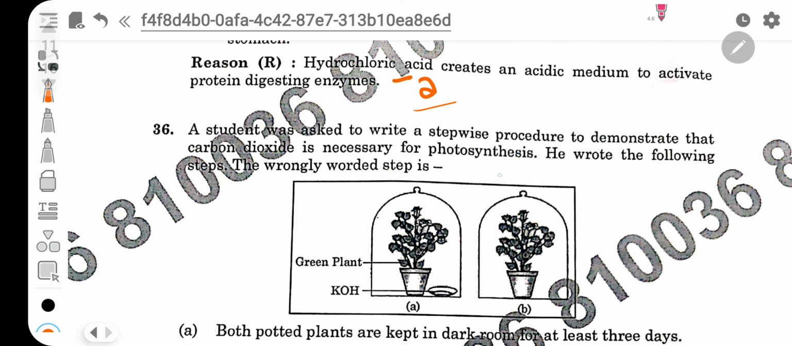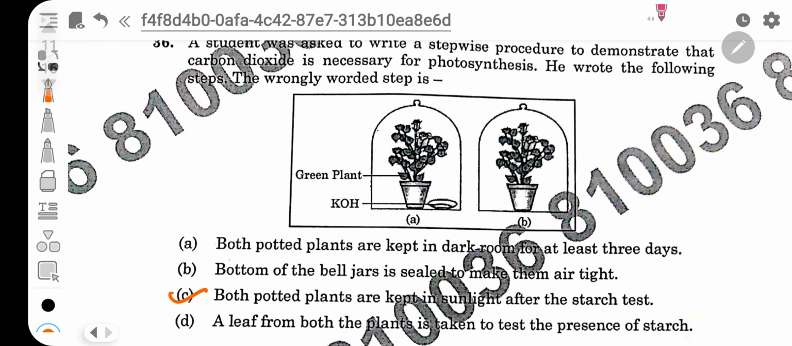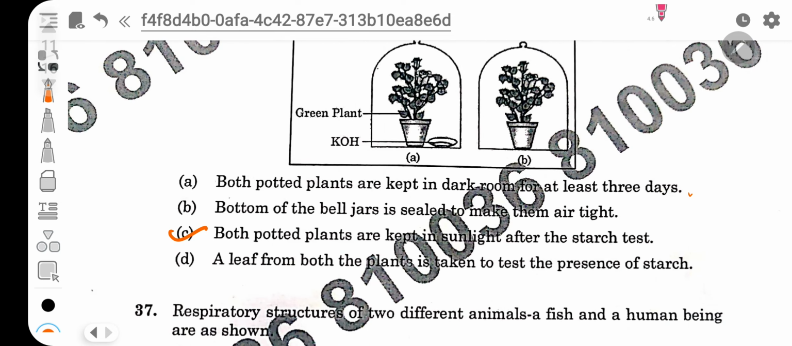A student was asked to write a stepwise procedure to demonstrate that carbon dioxide is necessary for photosynthesis. He wrote the following steps. Find the wrongly worded step. Both the potted plants are kept in a dark room for at least 3 days. So this is a correct statement. The bottom of both bell jars is sealed to make them airtight, which is also a true statement, so that air cannot come in from outside. Both the potted plants are kept in sunlight after the starch test.